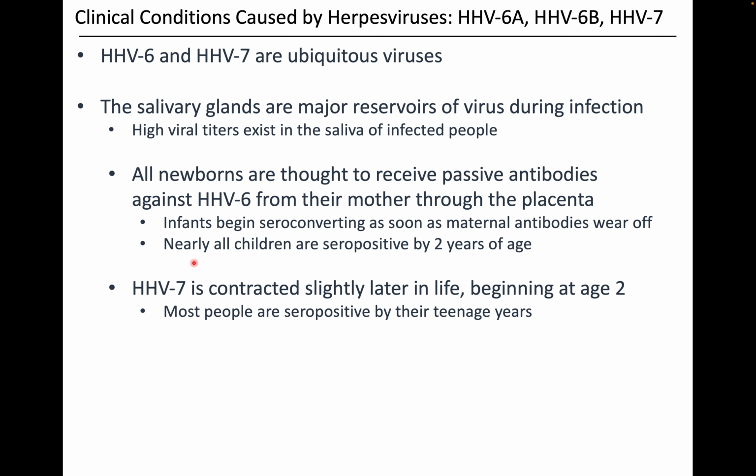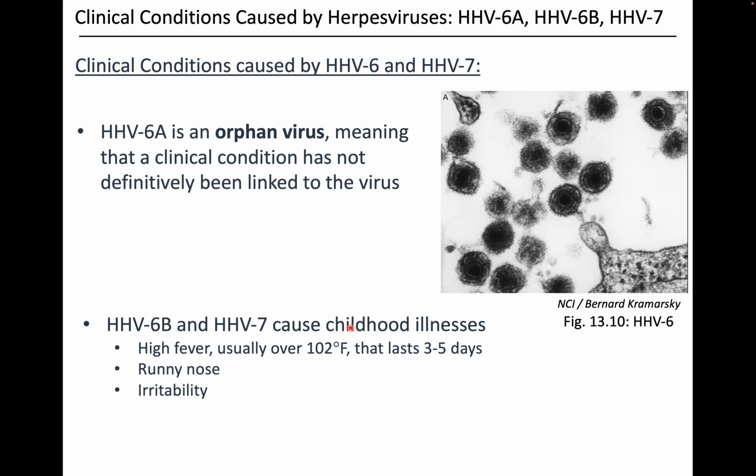And with HHV7, it's a similar scenario, but usually reinfection is going to be a little bit later, after age 2, and most people are seropositive by their teen years. I mentioned this already, but 6A does not have any clinical condition associated, so it's considered to be a quote-unquote orphan virus.